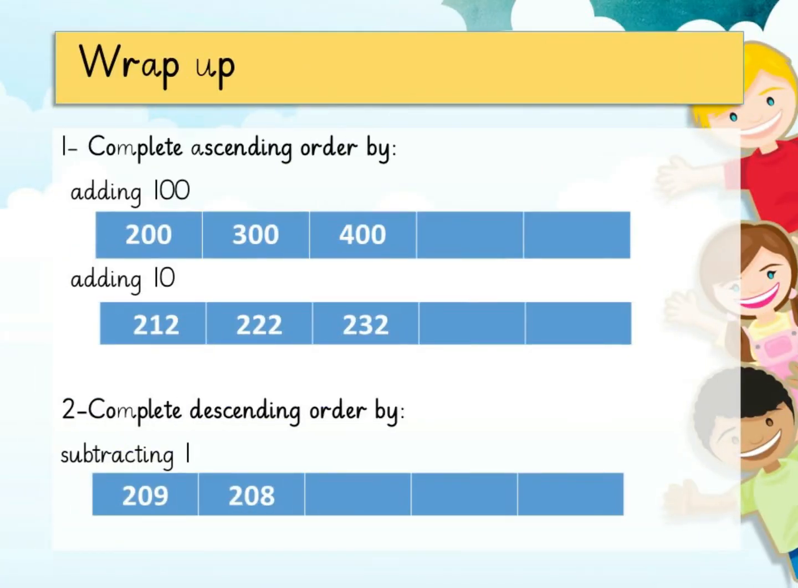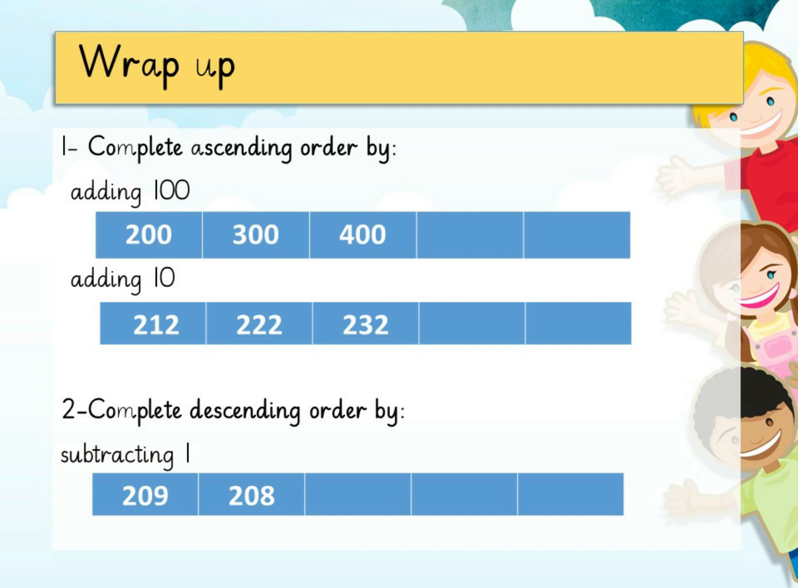Moving towards the wrap-up session, we will discuss few parts of question number 1 given on page number 22 of textbook. Question number 1. Complete ascending order. You know the meaning of ascending order means increasing order. By adding 100 and by adding 10. You have done a lot of practice and you can handle it very carefully in terms of place value as well.